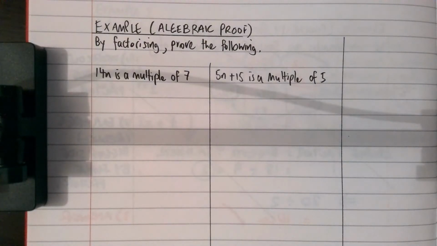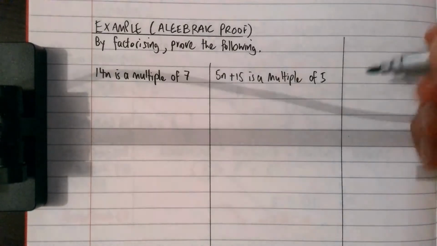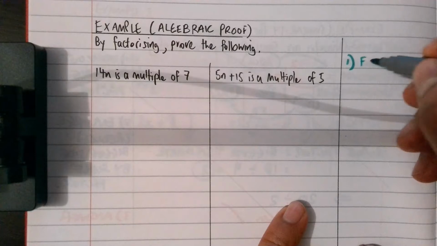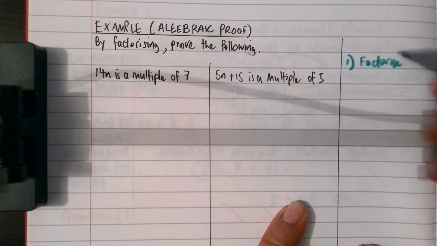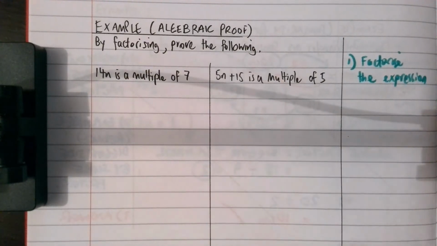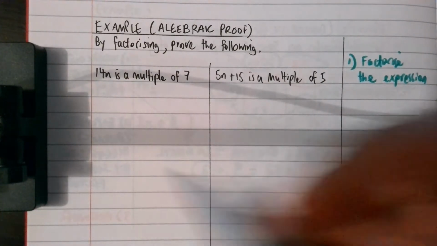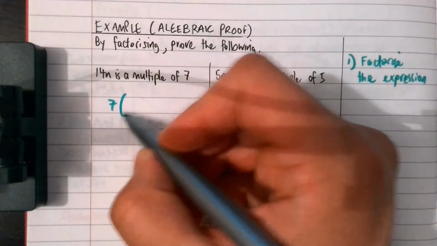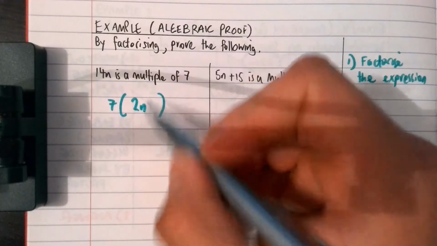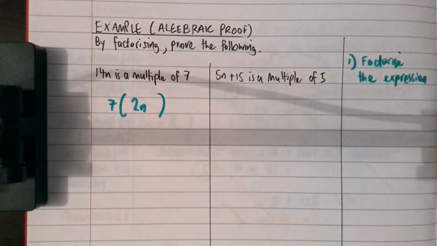Right, factorising to prove the statements that have been given. This is algebraic proof. And when you're given a question like this, the first step that you want to do is to factorise the expression. And we've been given the hint as to what we're factorising to show. In this case, because we want to show that 14n is a multiple of 7, we're going to factorise for 7. So 7 goes on the outside of the bracket, therefore 2n goes on the inside.